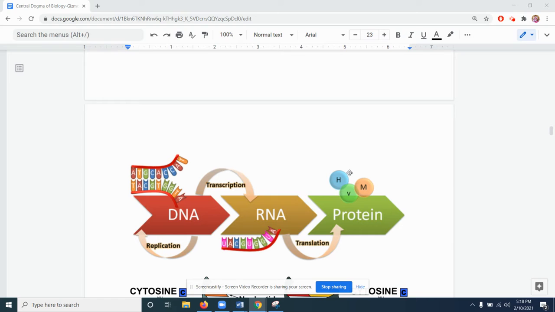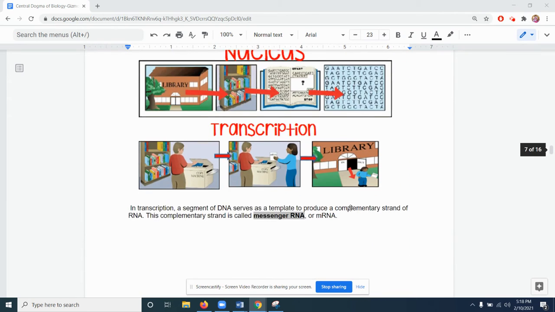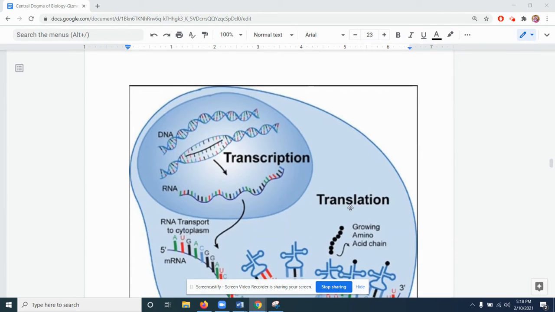The information of DNA is copied into a molecule of RNA. It's also called messenger RNA. And that messenger RNA is translated into a chain of amino acids which make up proteins. That is what the central dogma is. It's a very important concept in biochemistry, which is required to understand in this class. So I'm going to go over transcription really quick and then translation.